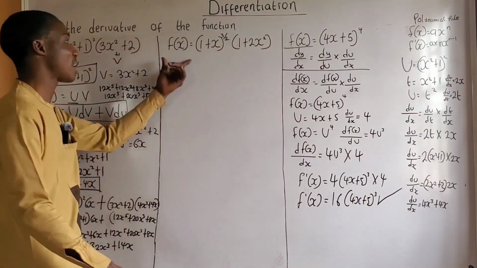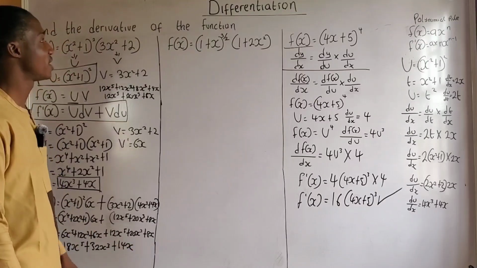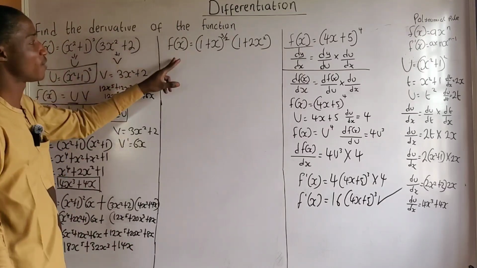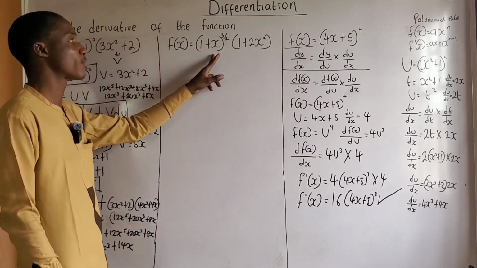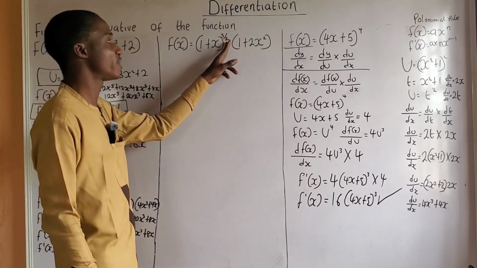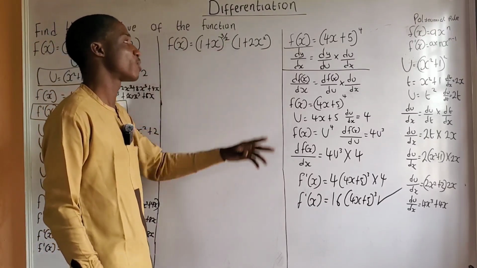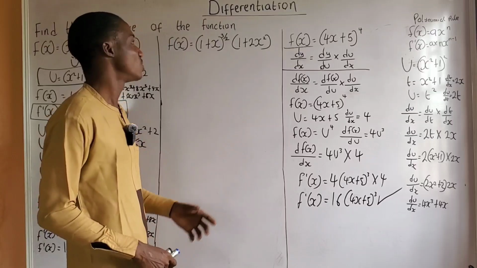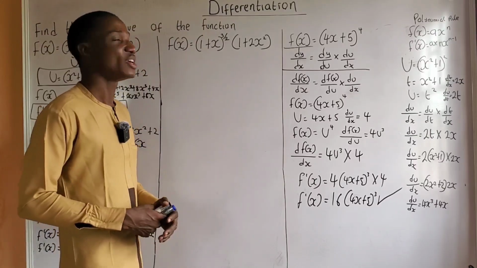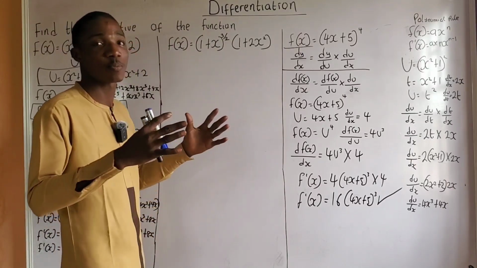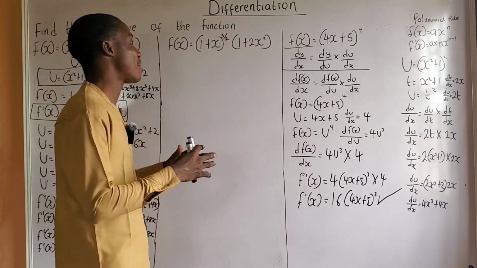Now, let's look at the question that we have on the board. We are asked to find the derivative of the function f(x) equals (1 plus x) to the power of 3 over 2 multiplied by (1 plus 2x squared). You see this function as well has two parts, and these two parts are multiplying each other.